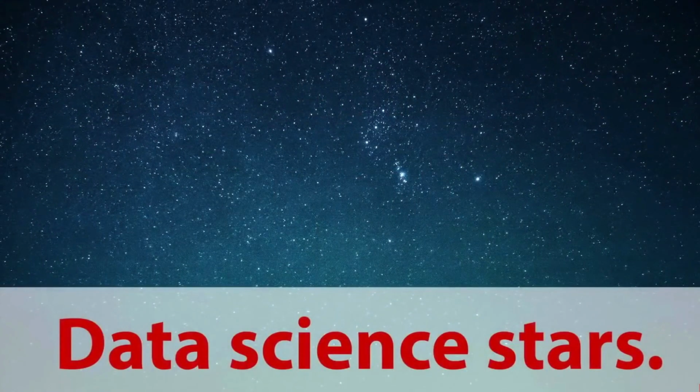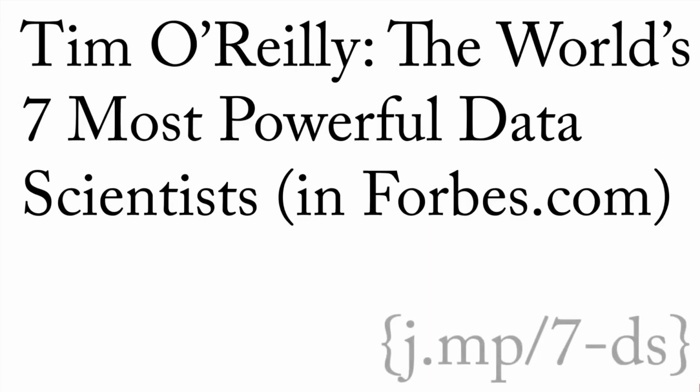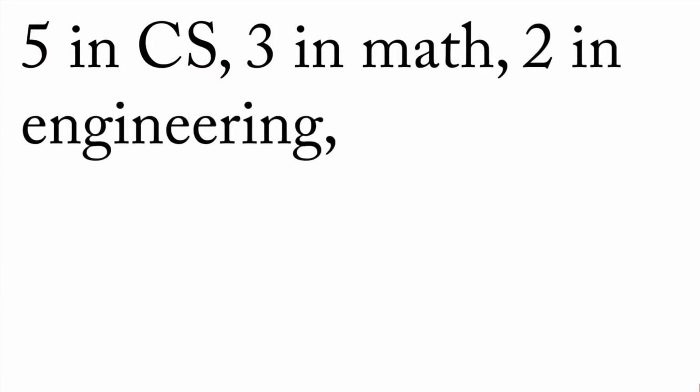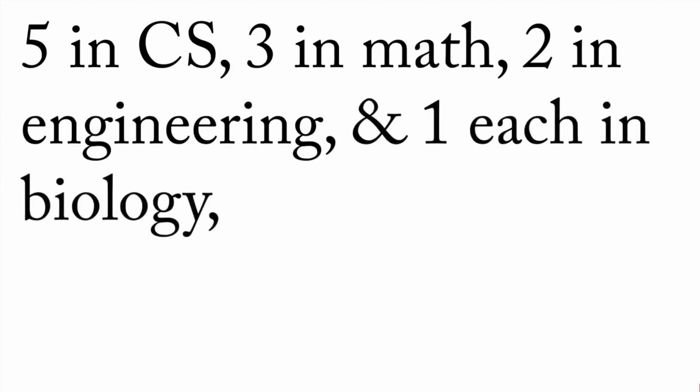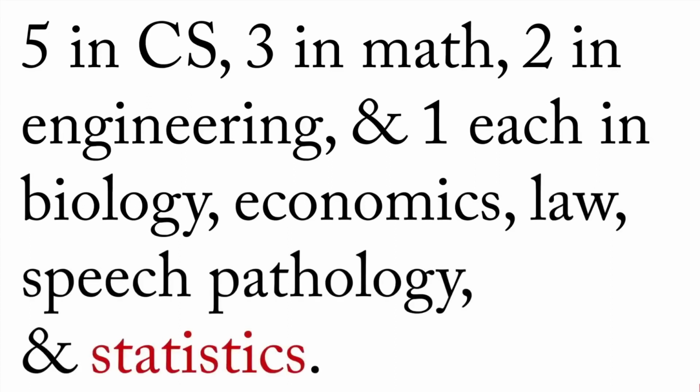Say, for instance, we take a look at the data science stars, the superstars in the field. We go to a rather intimidating article. It's called The World's 7 Most Powerful Data Scientists from Forbes.com. And you can see the article if you go to this URL. There's actually more than 7 people on the list because sometimes he brings them up in pairs, but let's check their degrees, see what their academic training is in. If we take all the people on this list, we have 5 degrees in computer science, 3 in math, 2 in engineering, and 1 each in biology, economics, law, speech pathology, and 1 in statistics. And so that tells us, of course, that these major people in data science are not trained as statisticians. Only one of them has formal training in that.